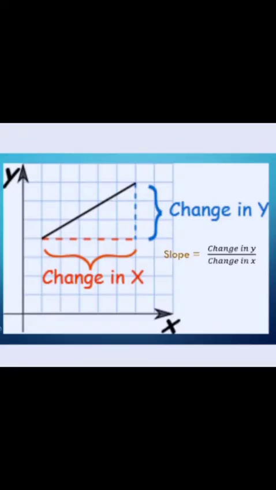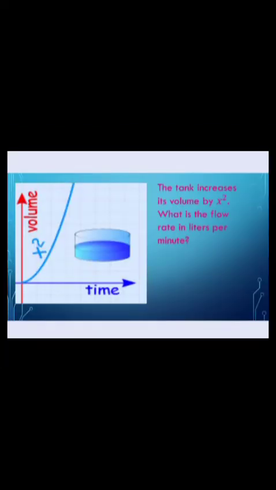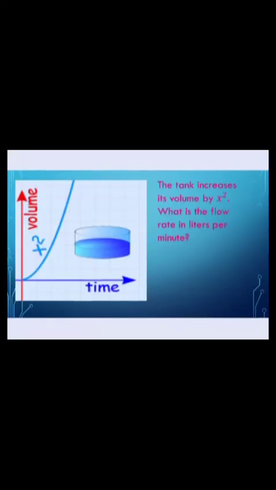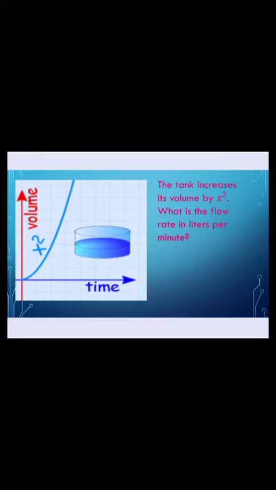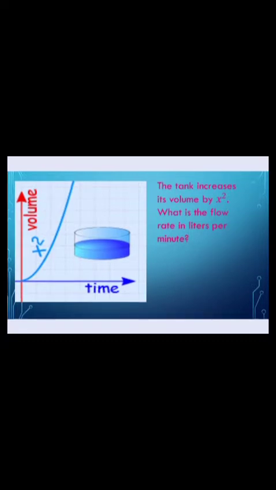With the definition of derivatives, slope was being associated in this area because in slope, any change in y is also change in x. A perfect example for this is the flow rate in liters per minute. So as the tank increases its volume by x squared, what will be the flow rate in liters per minute? So that means any change in time will also be change in volume.